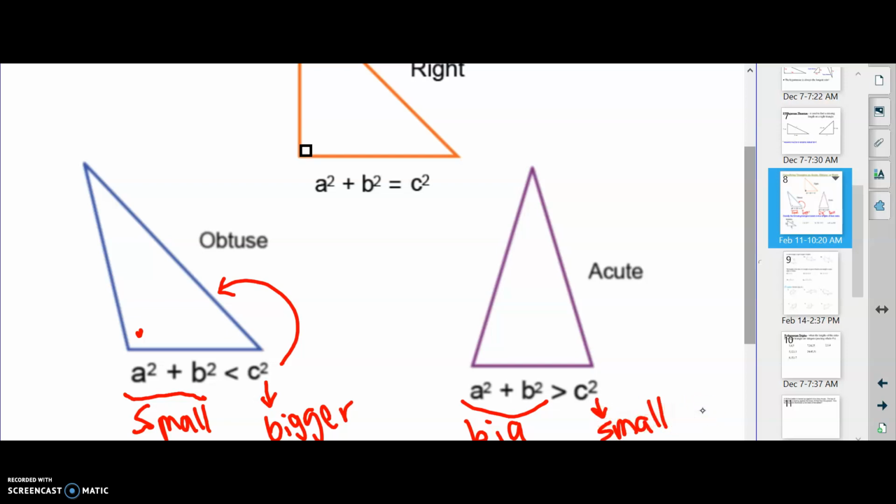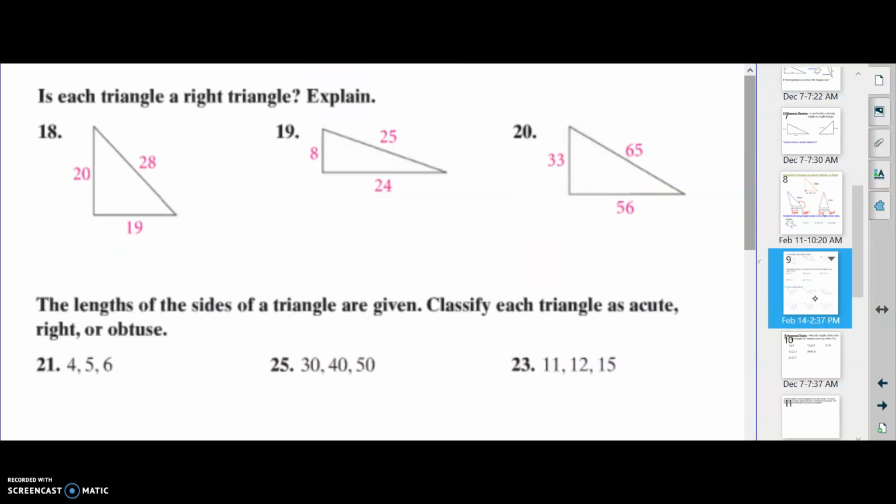All right, so let's just try a few examples here. On these pictures, 18, 19, 20, it just says, is it a right triangle? So we try the Pythagorean theorem. Now, how do we know which one's a, b, and c? If it is a right triangle, c needs to be the longest. So this will be our c, and it doesn't matter which one's the a or the b, so I'll just put that a, that b.